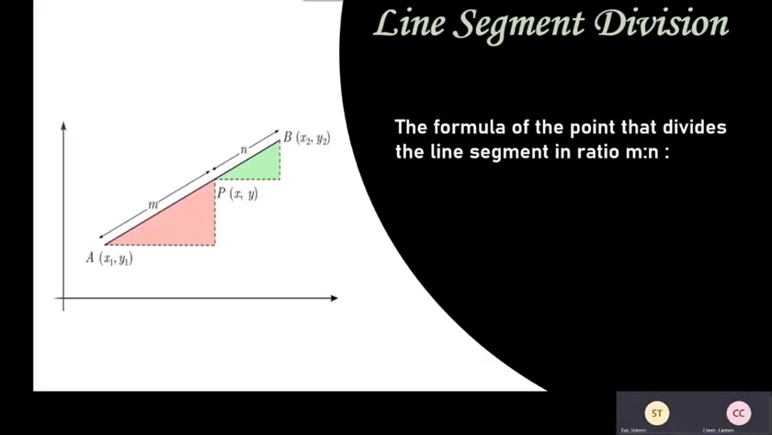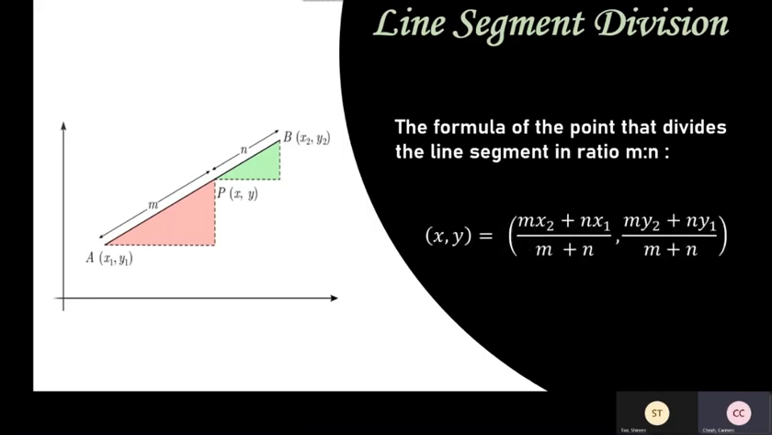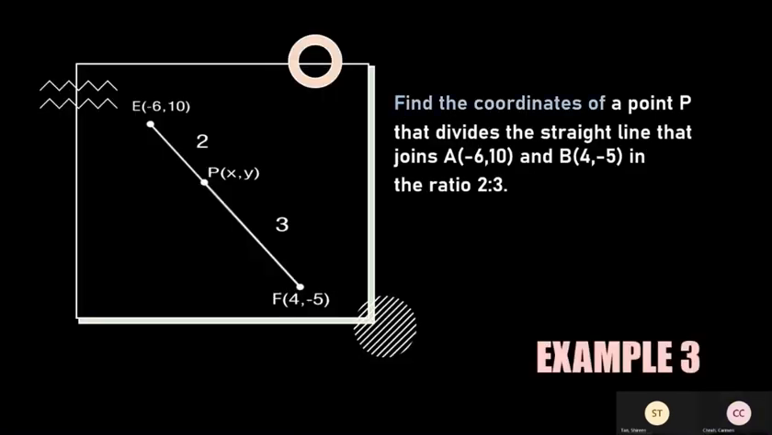Now, we'll be looking at the division of a line segment in the ratio of m to n. The formula of the point that divides the line segment in the ratio of m to n is (mx2 plus nx1) divided by (m plus n), and (my2 plus ny1) divided by (m plus n).